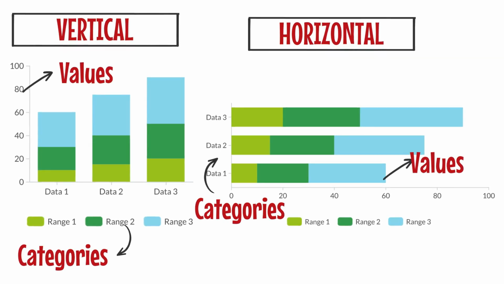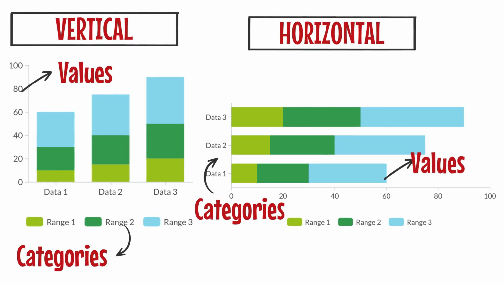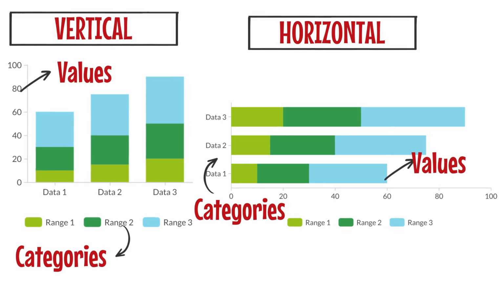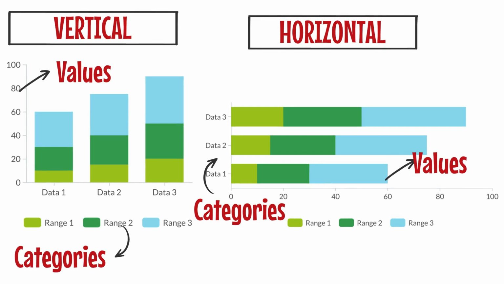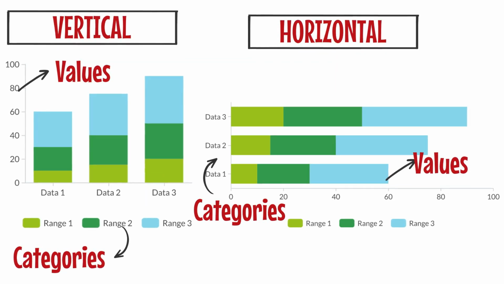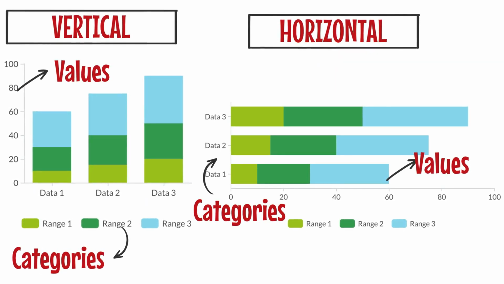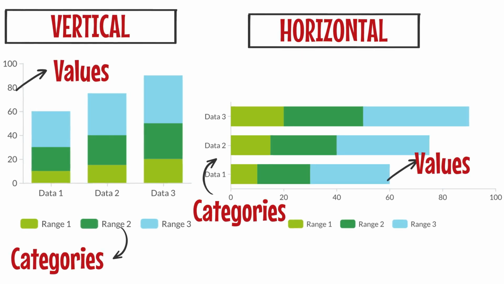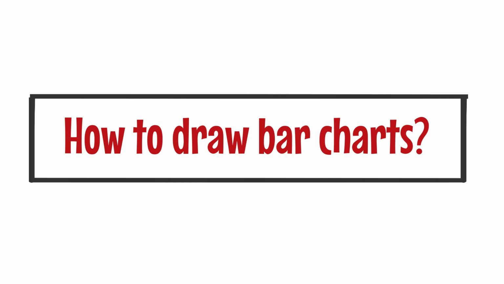Bar charts are used to compare data from different groups. Also, a bar chart shows the major changes in available data over time. These bars can be plotted horizontally or vertically. A vertical bar chart is also known as a column chart. So, the next question is how to draw a bar chart.